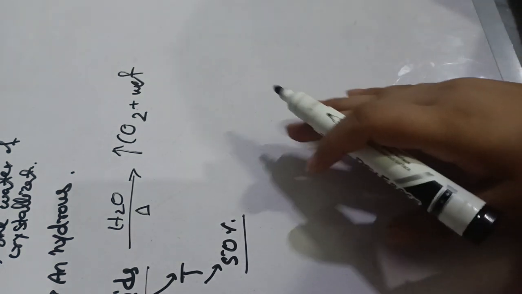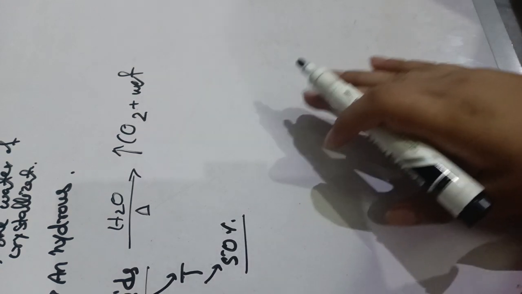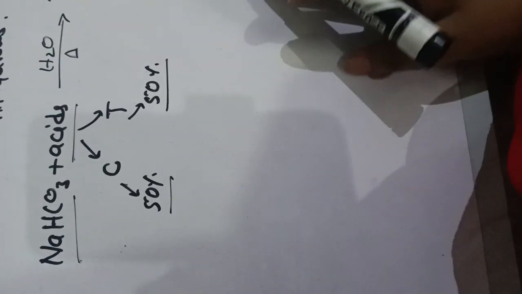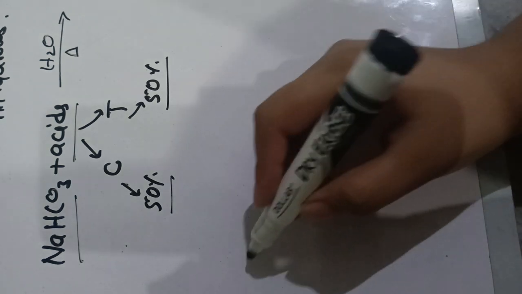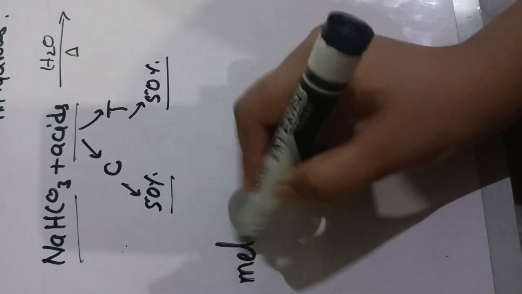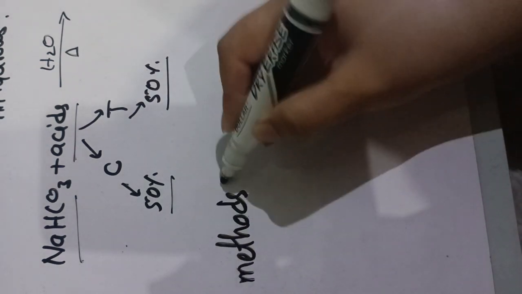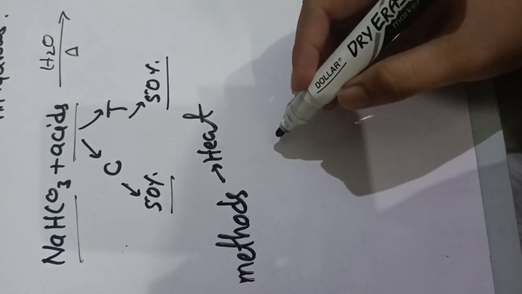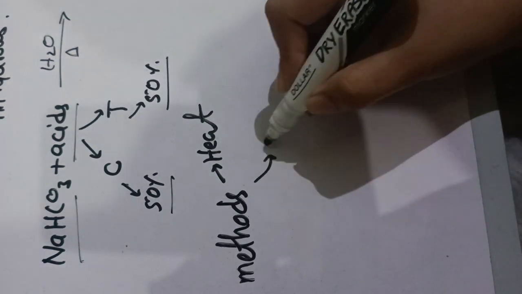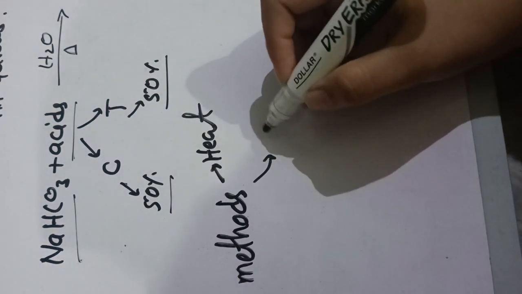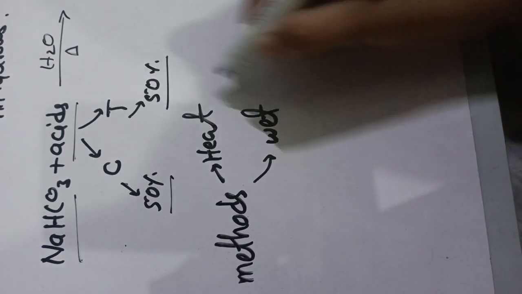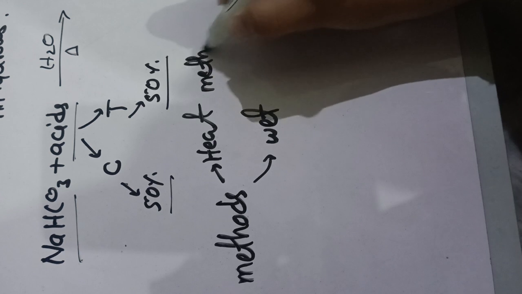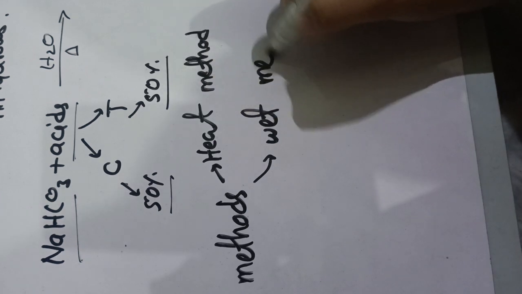Now, how are we going to prepare these effervescent granules? There are two major methods by which you can prepare them. So what are these methods? The first method is the heat method, and the second method is the wet method.